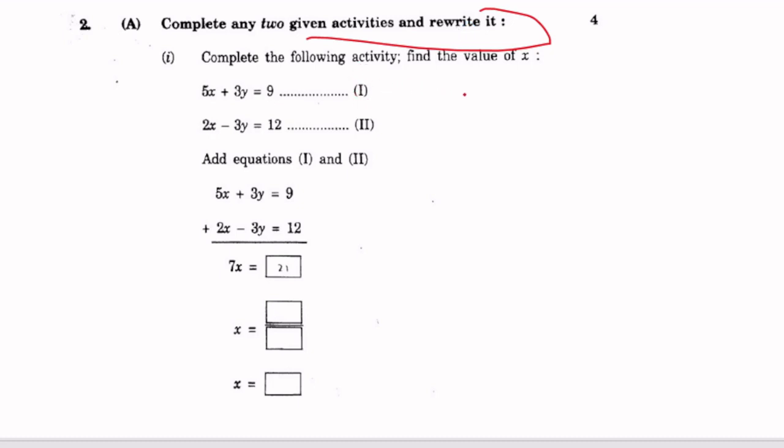Complete the following activity and find the value of x. Again, this question is already solved, part of the syllabus. I'll provide all the links so you can see the complete video. Here the equation is given and they have given all the instructions. Add equation 1 and 2. The moment you add your equations, the plus and minus signs will get cancelled. Remaining is 7x, that's already there. 9 plus 12 is 21, and here it will be 21 divided by 7, so 3 is your answer. Very simple, and that too for 2 marks. You guys are lucky if you get this kind of question in your exam.